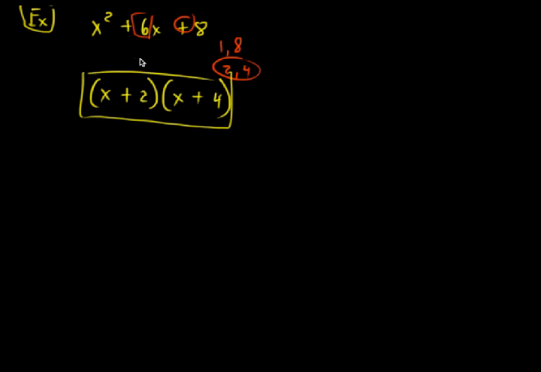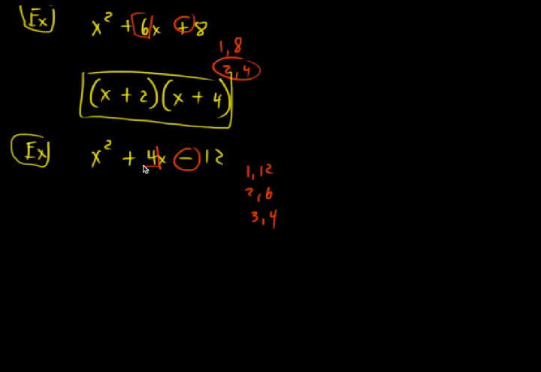And I could do a quick check by multiplying this out or foiling it, and that would work just as well. Here, let's do just one more, I think that I'll have time for. X squared, let's say I have plus 4x, and let's do minus 12. So find the factors of the c term, 1 and 12, 2 and 6, 3 and 4, and I'm looking for which of these factors subtract, in this case, to be 4. So 1 and 12 subtract to be 11, 2 and 6 subtract to be 4, and 3 and 4 would have subtracted to be 1.